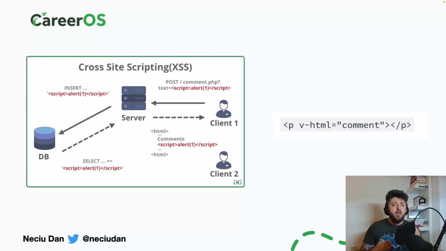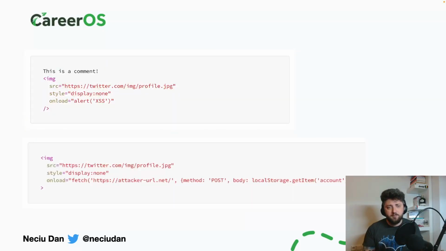Now, typically you would use inner HTML rendering functions because you want to add markdown to your comments and showcase which text is bold or italic and so on. Now, front-end frameworks are pretty smart in detecting script tags and prevent them by default. Unfortunately, attackers rarely use them. Instead, they usually do something like this.